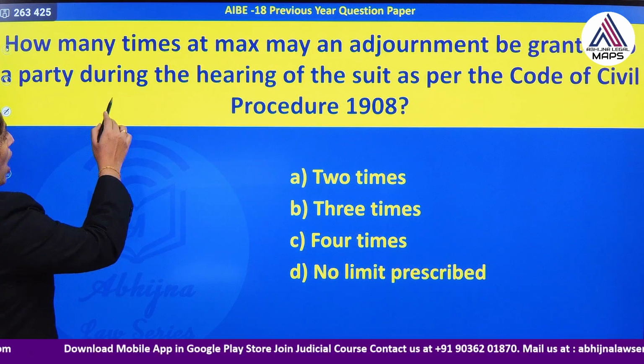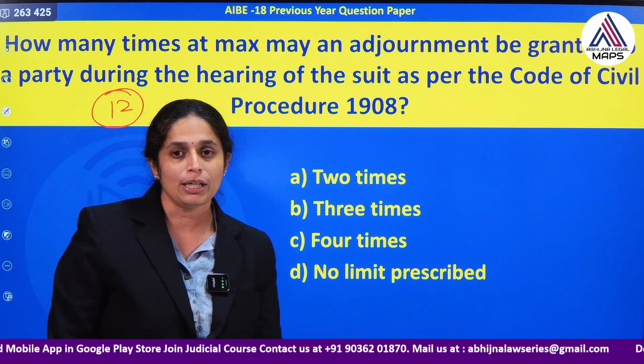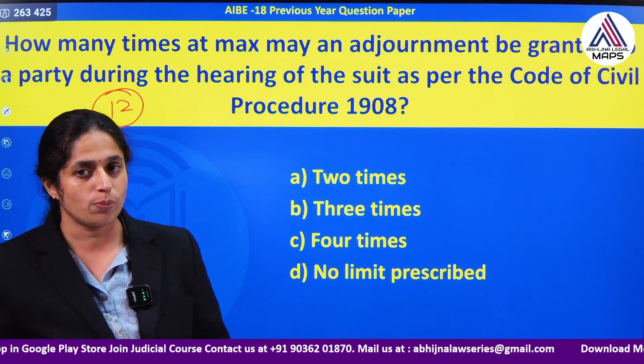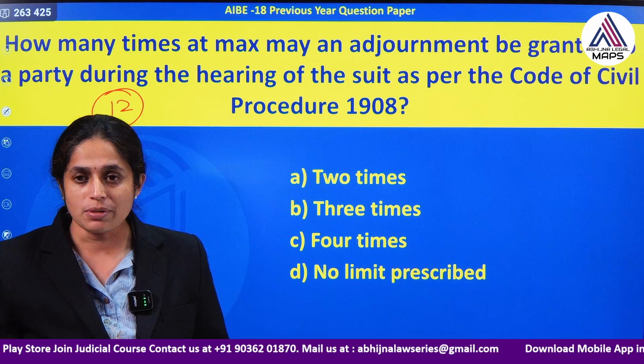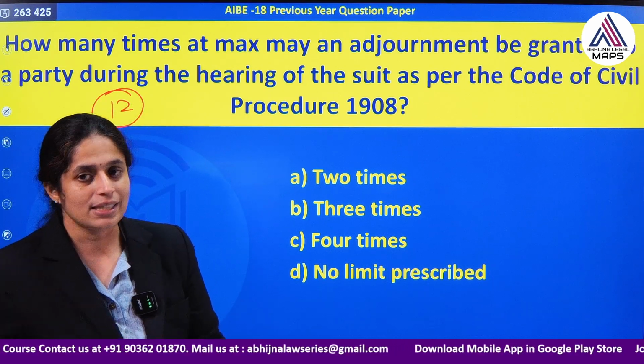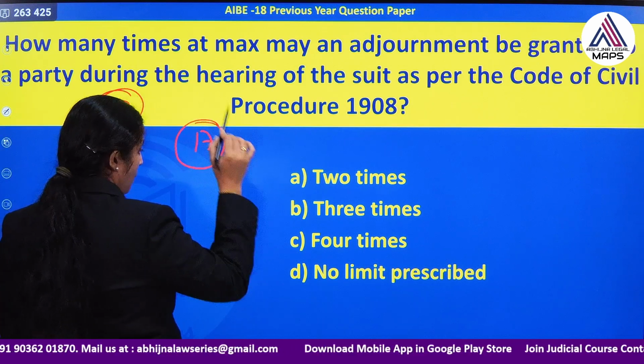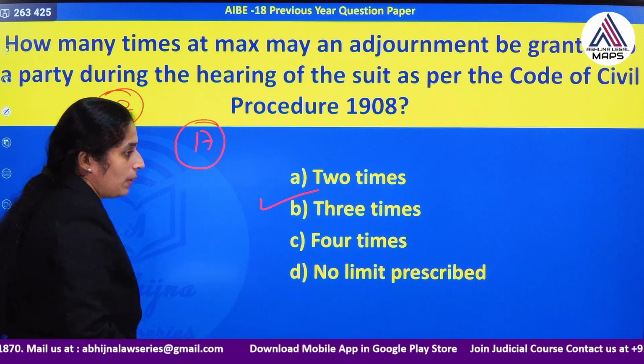12th question. How many times at maximum may an adjournment be granted to a party during the hearing of the suit as per the Code of Civil Procedure 1908? So, 2 times, 3 times, 4 times, and D, no limit prescribed. So, we can see that Order 17 speaks regarding adjournments and maximum 3 times can be given.